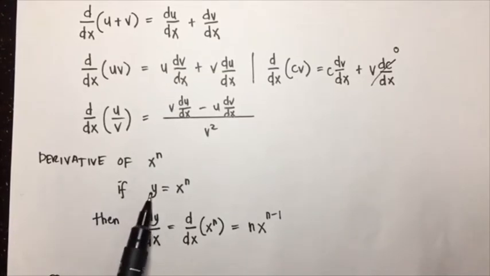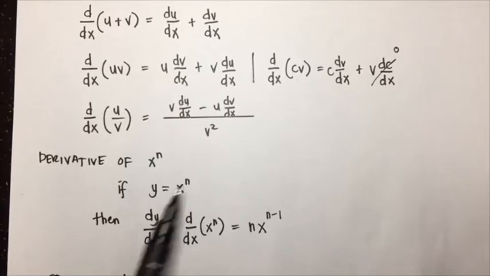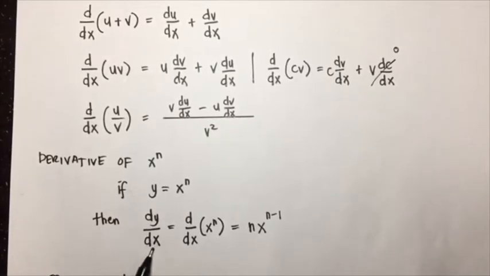If we are given that y is equal to x raised to n, then the derivative of y with respect to x is equal to the derivative of x raised to n with respect to x. The rule is that the derivative of x raised to n is equal to n multiplied by x raised to n minus 1. Meaning, copy the exponent of x as the numerical coefficient, and then the exponent of the variable will be subtracted by 1.